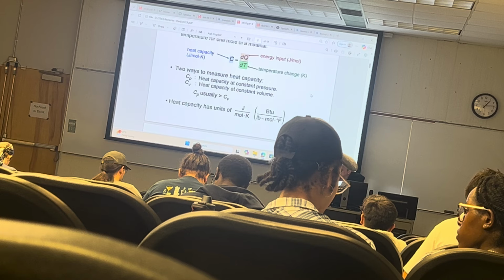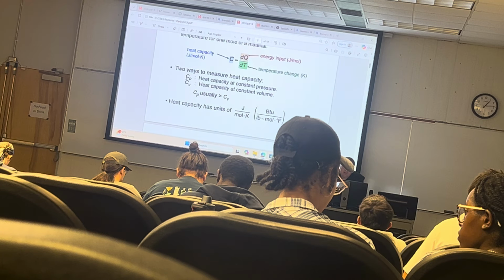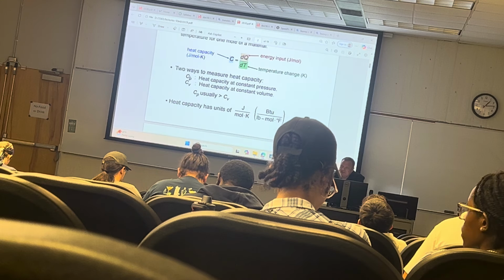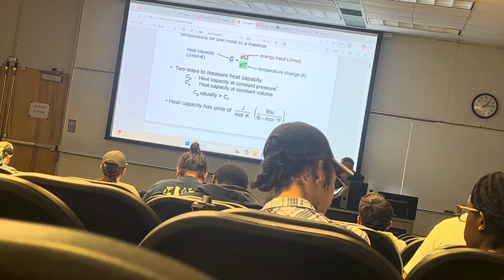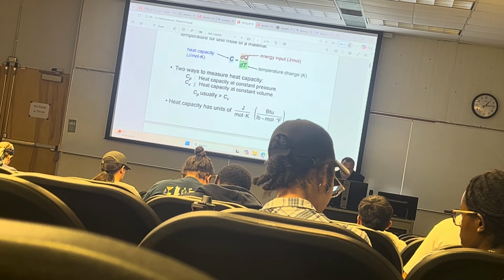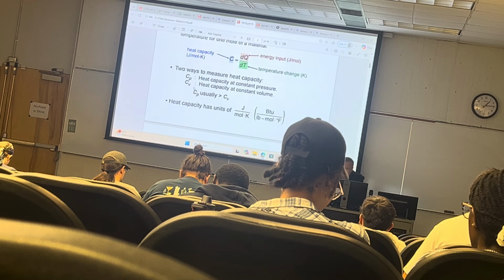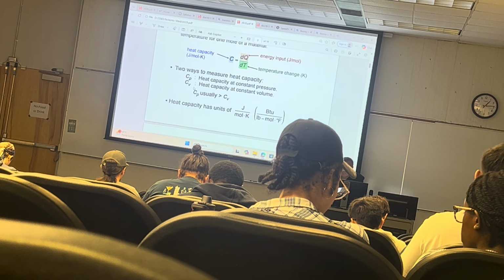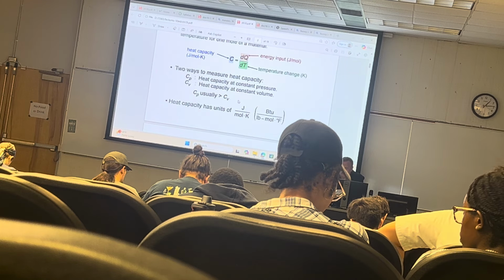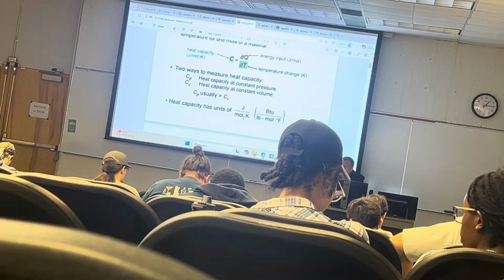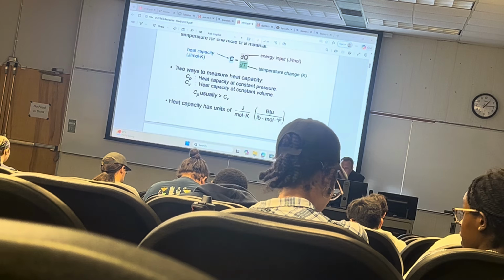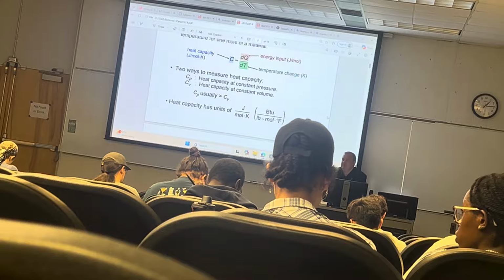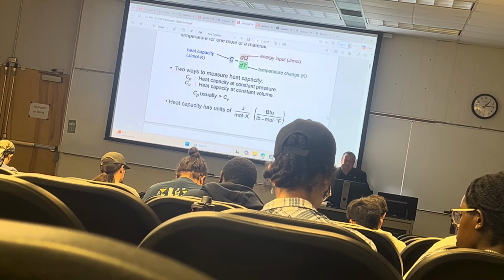There are two ways to measure heat capacity, and that's where you get C sub P and C sub V. Heat capacity sub P is for constant pressure, and C sub V is for constant volume. And typically the constant pressure is higher than the constant volume. And the units are joules per mole per Kelvin. In the English system, it's BTUs per pound mole per Fahrenheit. And you can only imagine the conversion factors.